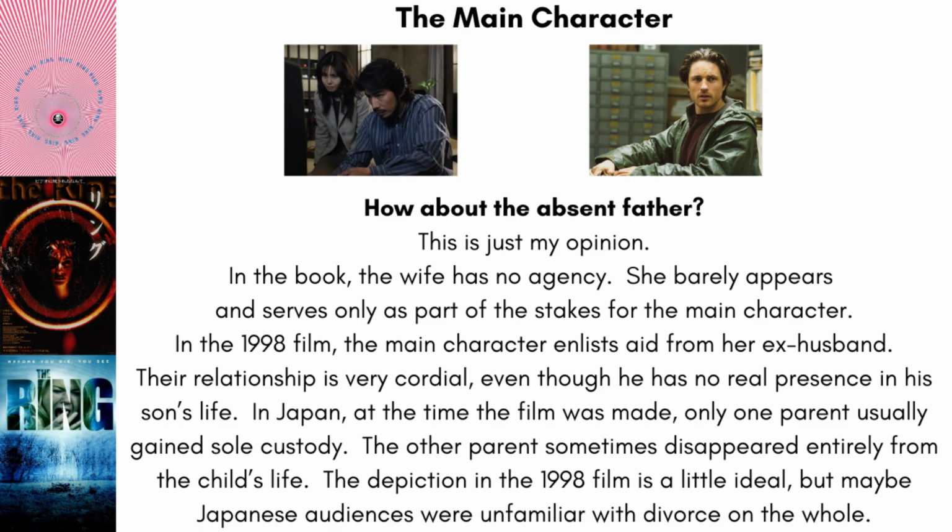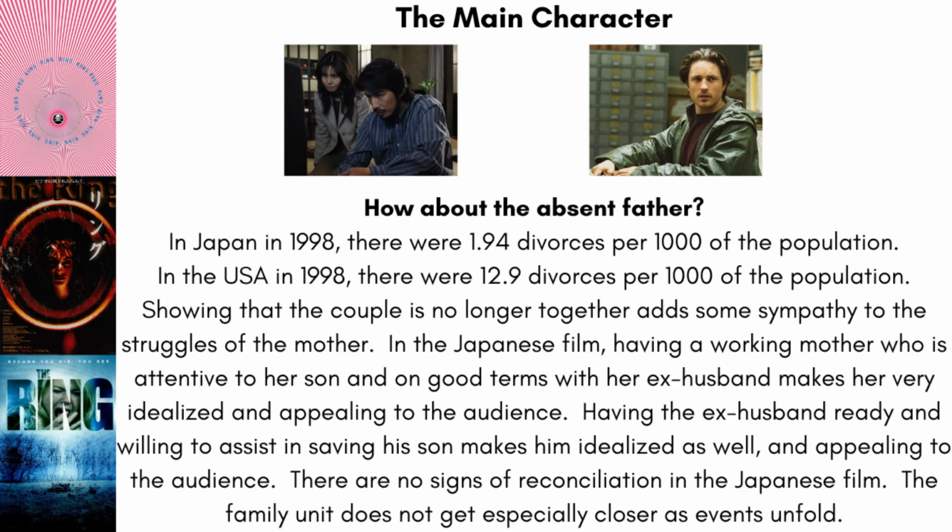In Japan at the time the film was made, only one parent usually gained sole custody. The other parent sometimes disappeared entirely from the child's life. The depiction in the 1998 film is a little ideal, but maybe Japanese audiences were unfamiliar with divorce on the whole. In Japan in 1998, there were 1.94 divorces per 1,000 of the population. In the USA in 1998, there were 12.9 divorces per 1,000 of the population.